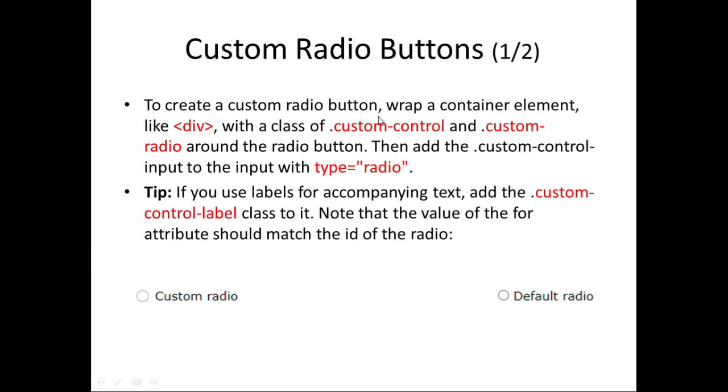Custom radio buttons. To create a custom radio button, wrap a container element like a div with the classes custom-control and custom-radio around the radio button. Then add custom-control-input to the input with type equals radio. Tip: if you use labels for accompanying text, add the custom-control-label class to it. Note that the for attribute should match the ID of the radio. Again, on appearance, this is the Bootstrap custom radio and this is the default radio. The circle is quite bigger and of course the line is thinner.